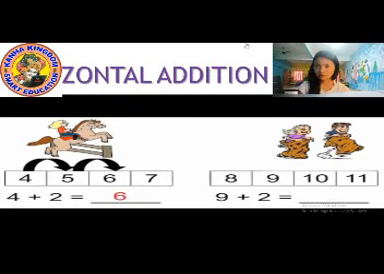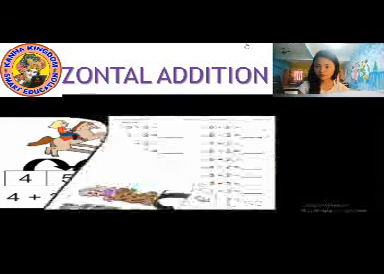Now let's practice with the second problem. Here we have 9 plus 2. So once again, think in your head, what is two numbers after 9? Two numbers after 9 is 11. So that means 9 plus 2 equals 11.